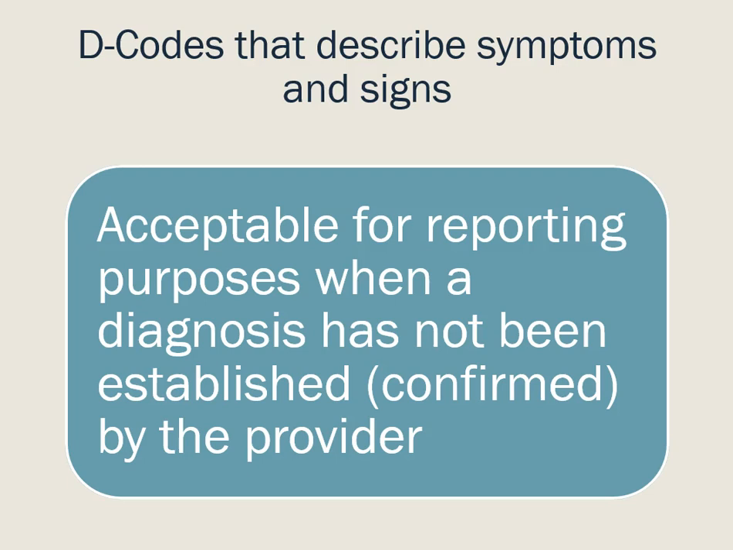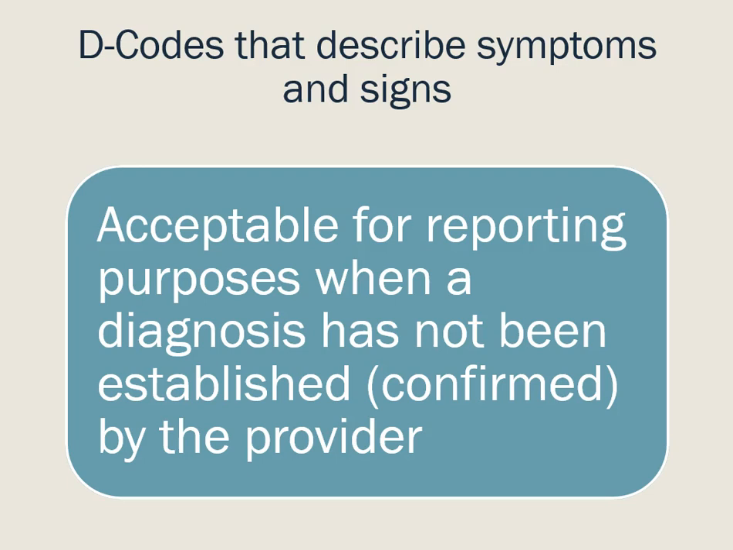Next up, codes that describe signs and symptoms. Per guidelines, codes that describe signs and symptoms, as opposed to diagnoses, are acceptable for reporting purposes when the diagnosis has not been confirmed by the provider. As I mentioned at the beginning, it may take a couple of encounters for the provider to actually confirm what the diagnosis is, and so we may only have signs and symptoms available to us.